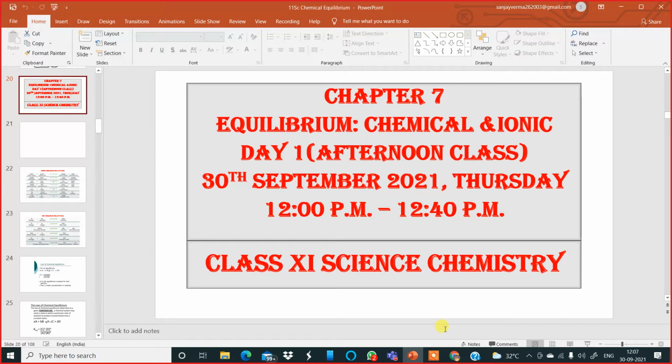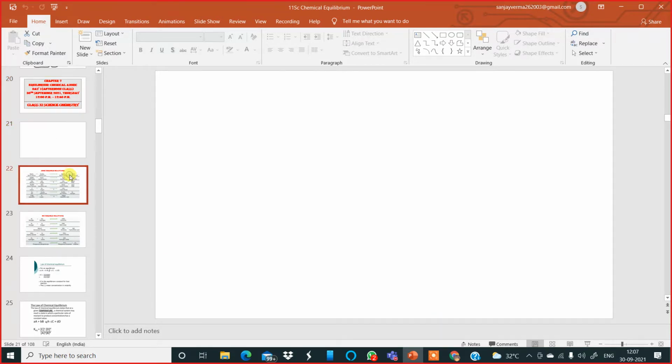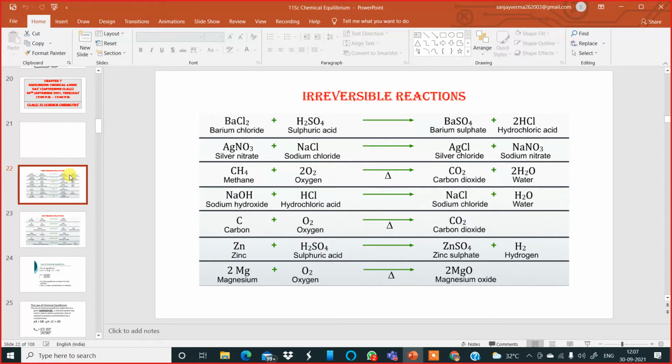Now in the morning class, I was talking about the characteristics of chemical equilibrium and the characteristics of physical equilibrium as well. Now I will continue with this same portion of the chapter and talk about some irreversible reactions examples, just for the sake of revision.